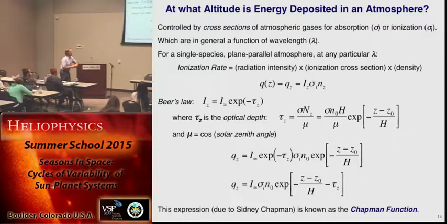Optical depth is the cross-section times the column density. That's the amount of stuff in that column between you and the light source. And then I'm going to throw this mu in. This is the cosine of the solar zenith angle. That takes the angle of the sun into account, right?